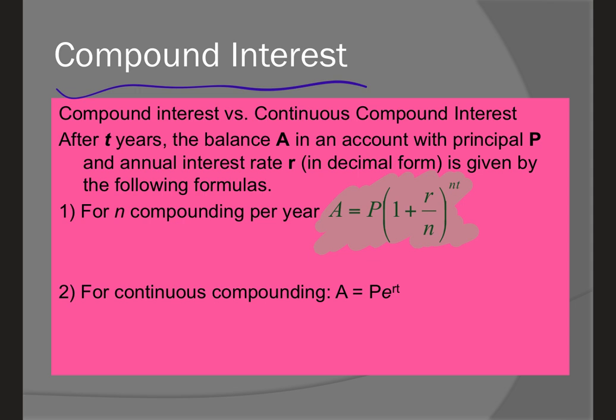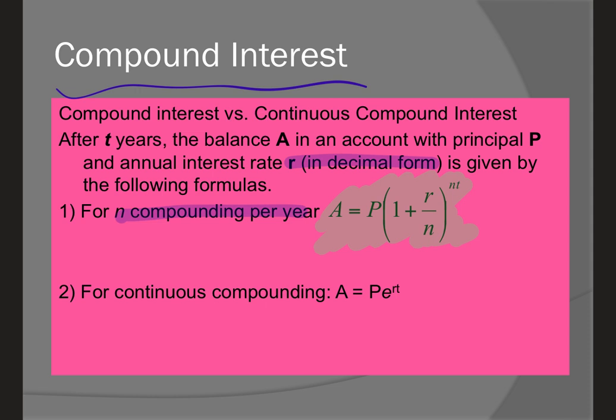Your R is the rate in decimal form. So the first thing you're going to do is take the rate they give you in percent. You're going to convert it to decimal. N is the number of times a year. So if it was annually, it's once. If it's semi-annually, it's twice. If it's quarterly, it's 4 times. If it's monthly, it's 12 times.